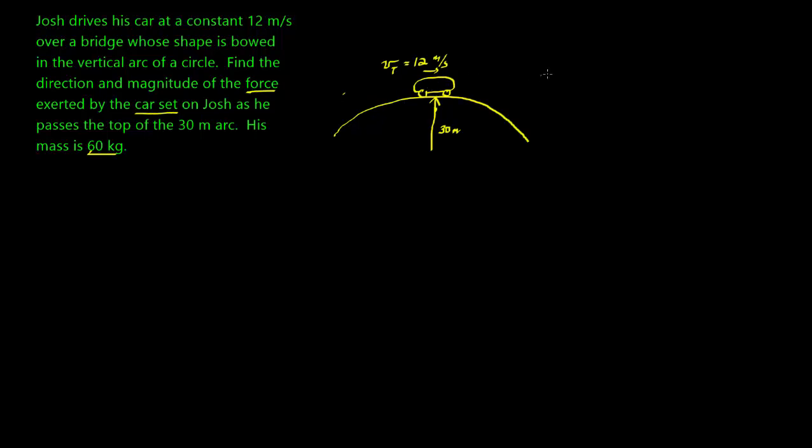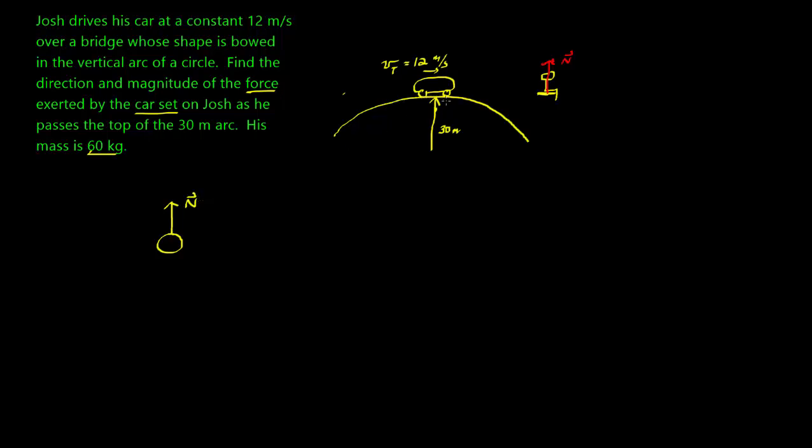So I'm going to pull him out. He's in the car. What we want to know is what's the force pushing him up? The force pushing him up would be the normal force of the seat. All right, so let's pull out a force diagram for this. We're going to make Josh our object. In this case, we have the normal force of the seat pushing up. This would be the normal.